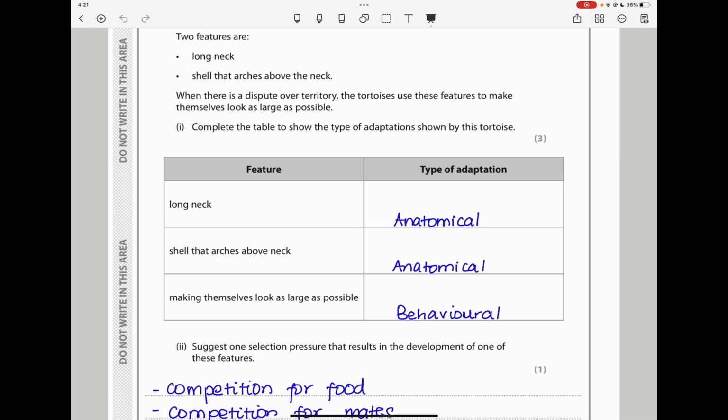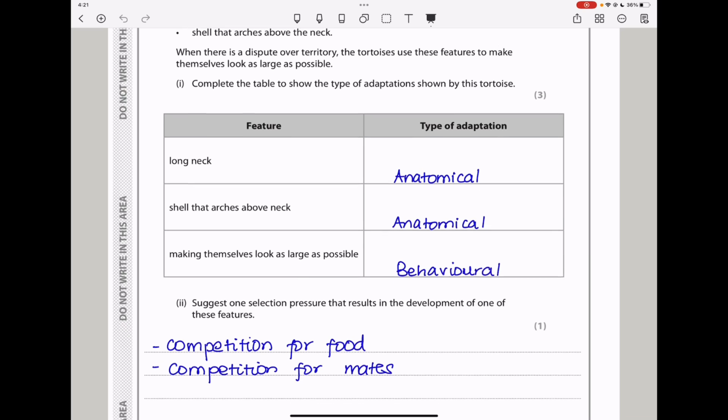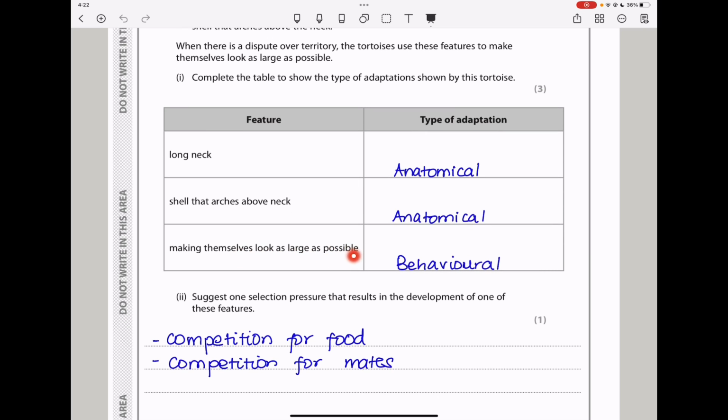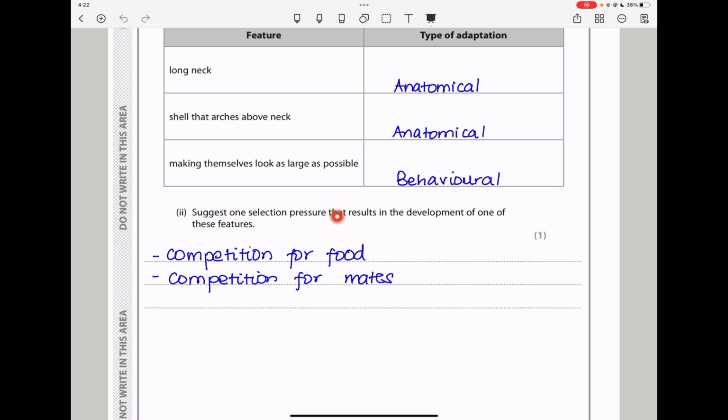So the first feature is long neck. This is anatomical. Shell that arches above neck. This is also anatomical. In making themselves look as large as possible, this is behavior. Next, they say suggest one selection pressure that results in the development of one of these features. These features could have developed because of competition for food or competition for mates.